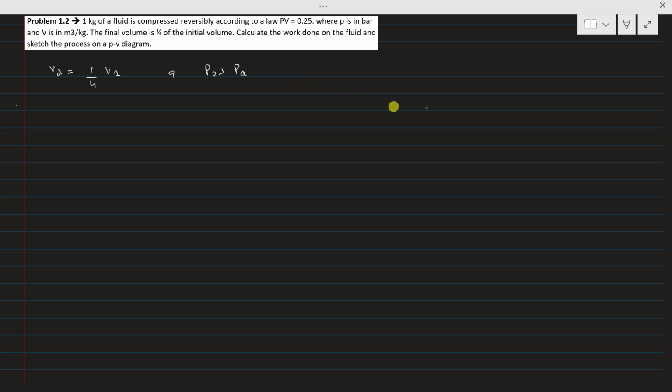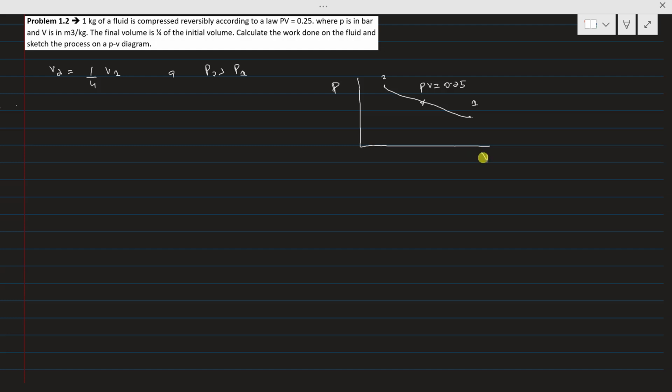So let me sketch this on a PV diagram. Here there is pressure, there is volume. Initially the volume is V1, and then it reaches V2. So a volume decrease takes place, and the compression starts until it reaches state point 2. So it is 1 and 2, and it follows the law PV equals 0.25. So it means that the product P1 V1 is constant, equal to 0.25.